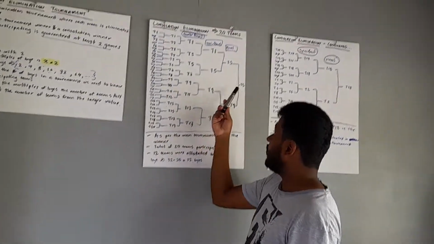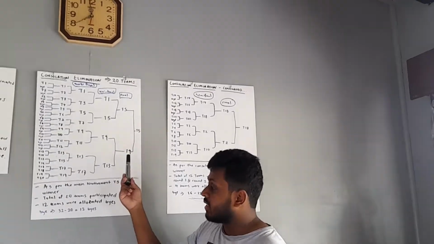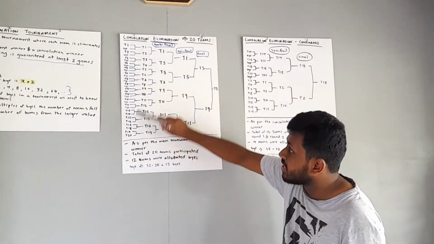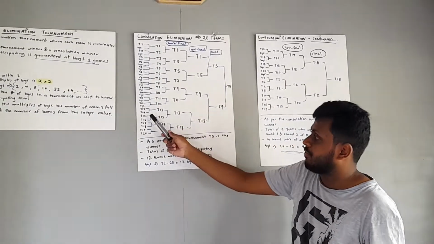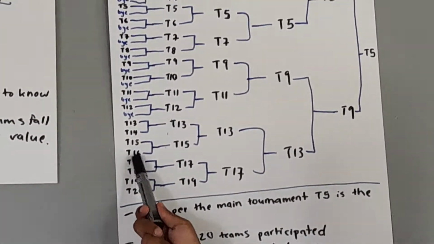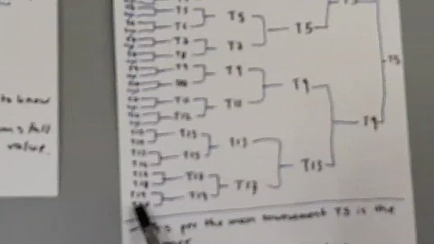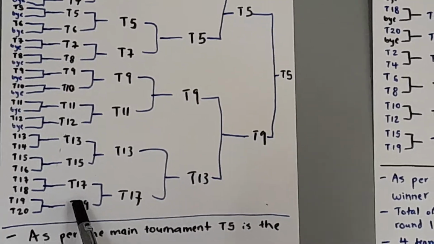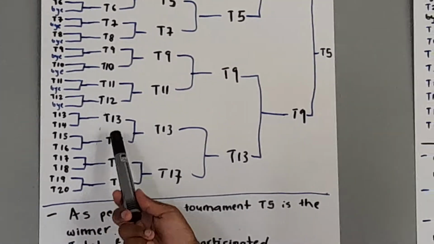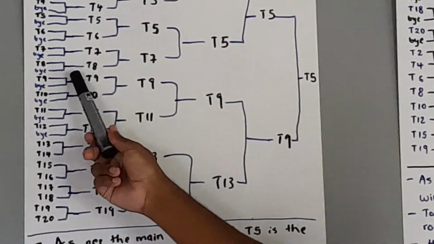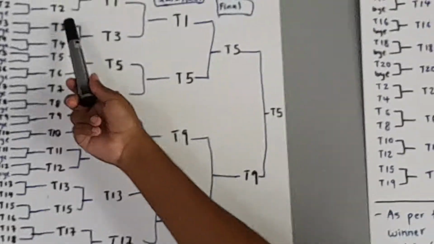We have the main winner over here, team 5. Now the consolation winner will come from the losing teams who lost their games in round 1 and round 2. So from here we can see team 14 lost over here, team 16 lost over here, team 18 lost over here, team 20 lost over here. And from here, team 19 lost, team 15 lost, team 12 lost, 10 lost, 8 lost, 6, 4, 2.